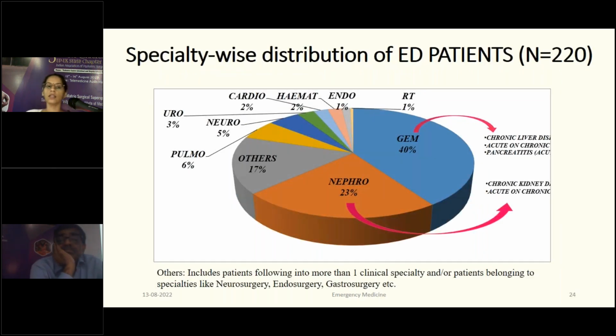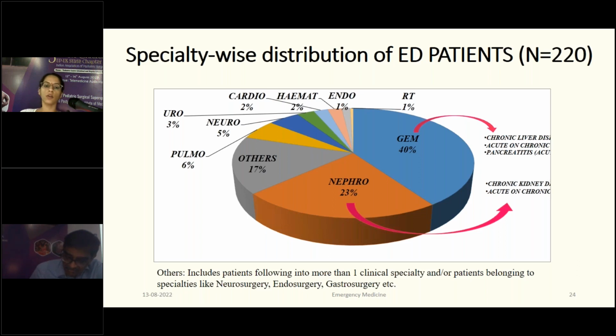Now we'll discuss the specialty-wise distribution of the patients admitted to the ED. 40% of the patients had their primary illnesses related to gastromedicine. Diseases like chronic liver disease, acute on chronic liver disease, and pancreatitis, both acute and chronic, were present in the majority of these patients. 23% of the patients had their primary illnesses related to nephrology, comprising chronic kidney disease, acute on chronic kidney disease, etc.